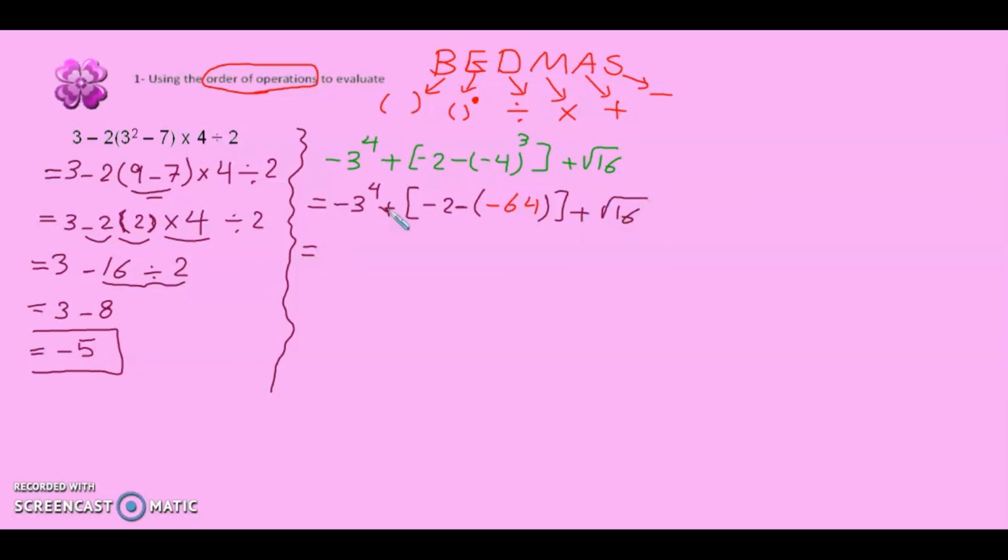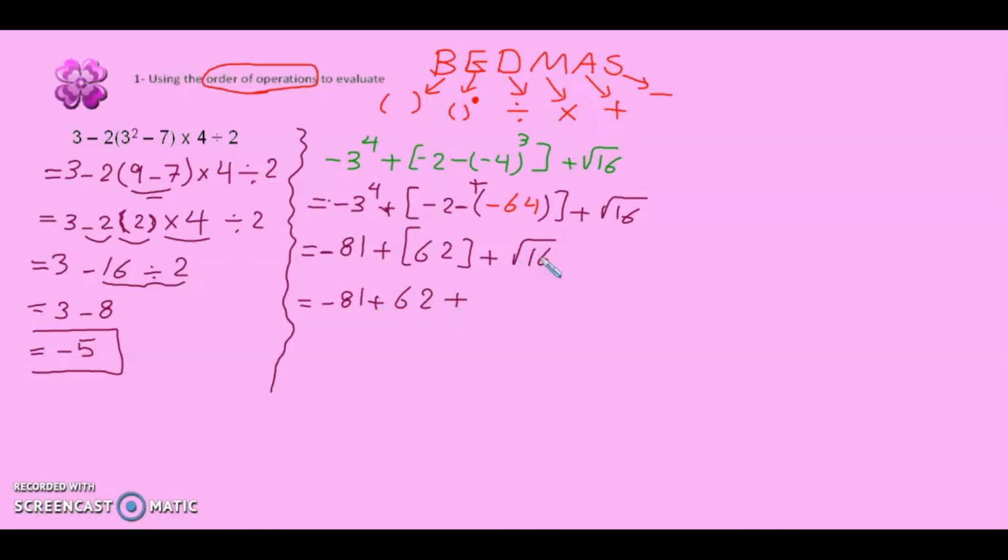Okay, next step. Now I'm ready to calculate this power. As you see, the base is just 3, it is not negative 3 because the negative is not inside the bracket. So therefore, 3 to the 4 would be 81. Inside here, negative times negative would be positive. Negative 2 plus 64 would be 62. And then plus root 16. Next step, negative 81. Can I remove this bracket? Yes, because I have just a number inside.